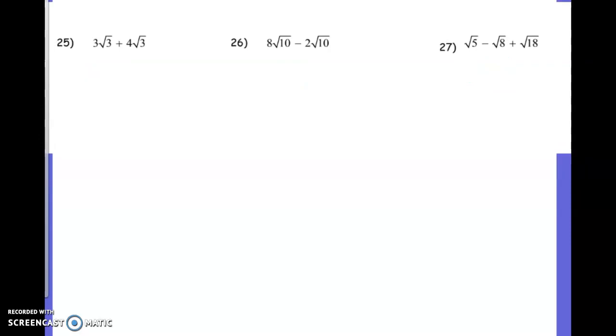Okay, 25, you should have 7 radical 3. 6 radical 10 for 26. And for this one, when you simplify it all out, you're going to end up with radical 5 plus radical 2. Okay, so now going back and reviewing, this is just simplifying each radical or cube root. So this is a little bit of review.